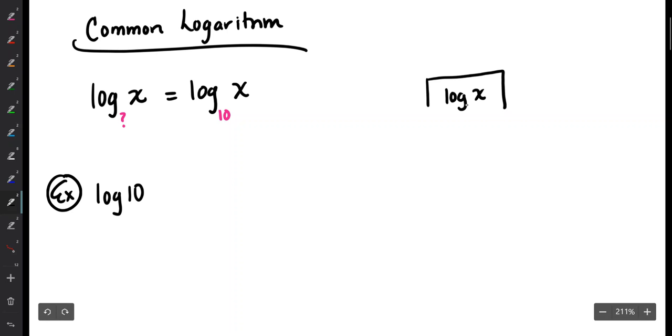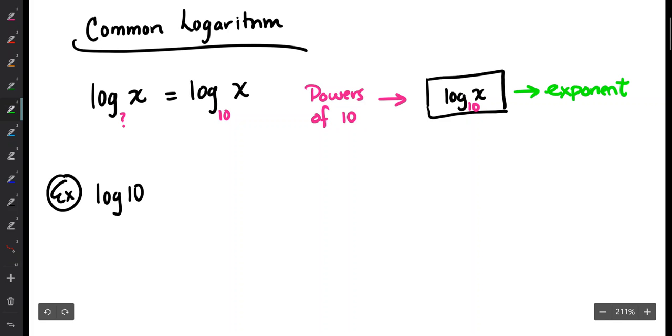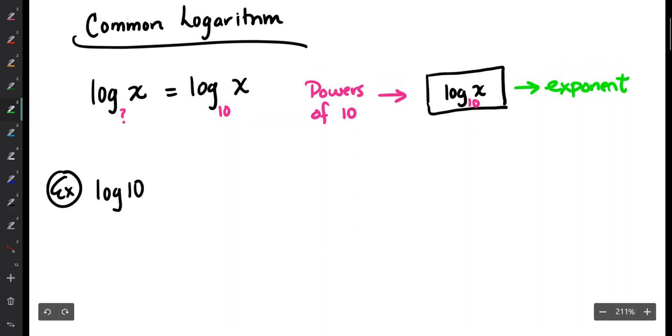So log, when it's left blank, the base is 10. What's going in are powers of 10. Just like with any log, they're taking in powers of their base. They're snobs. They take in powers of their base and they spit out the exponent. All right, so we're going to simplify some log expressions here with our common log.